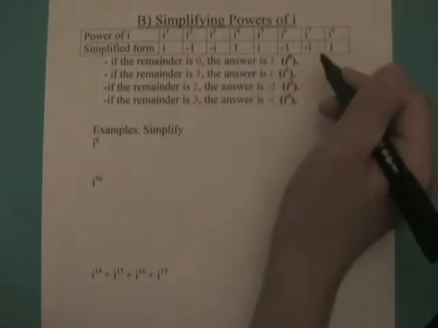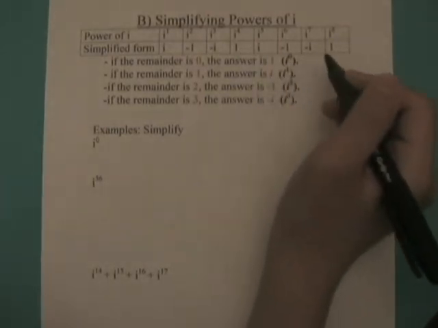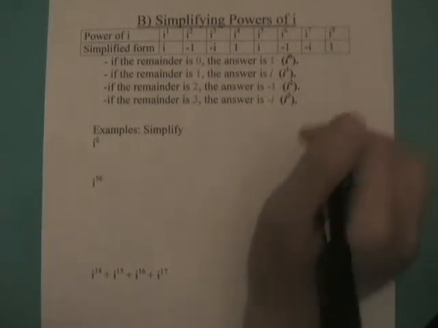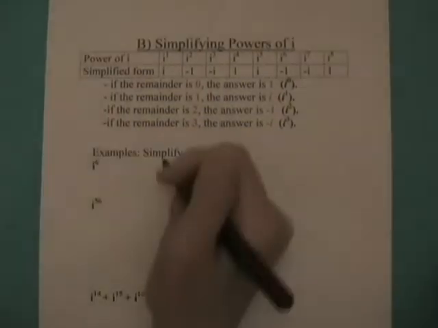And if the remainder is 1, then the answer is i to the first, which is just i. If the remainder is 2, then the answer is i to the second, which is just negative 1. And if the remainder is 3, then the answer is i to the third, or negative i. So let's move on to an example. Let's simplify i to the sixth.